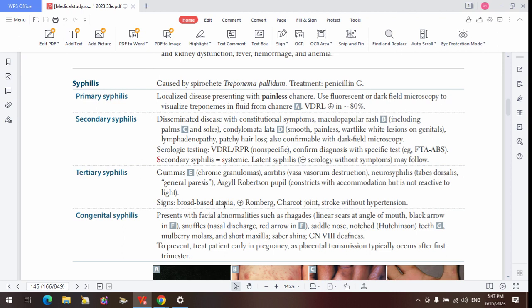The secondary one has progressed. So it's now affecting the skin, the mucous membrane, and the lymph nodes. So they have some typical presentation like lymphadenopathy. Most of the time, that lymphadenopathy is generalized, can affect from head to toe. Then they can have this maculopapular rash.